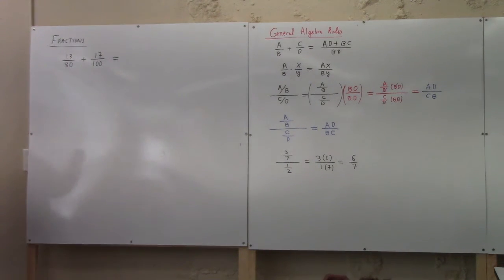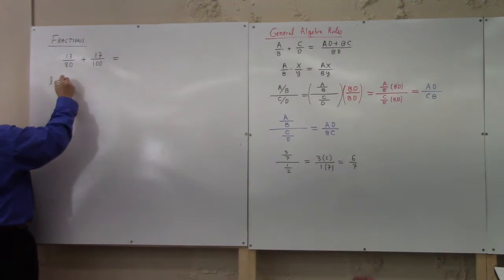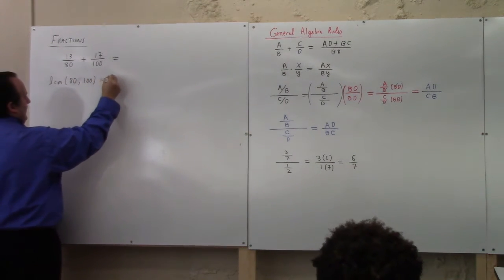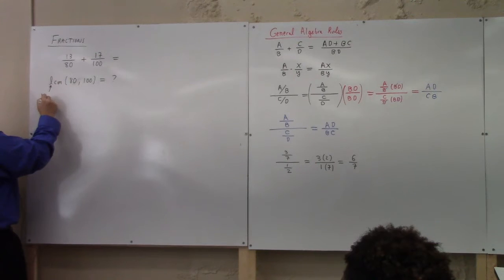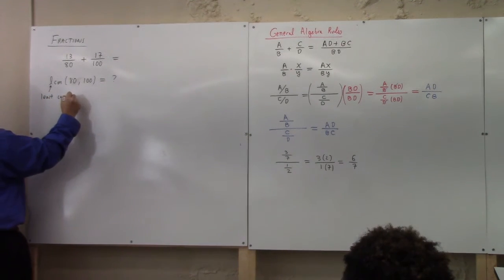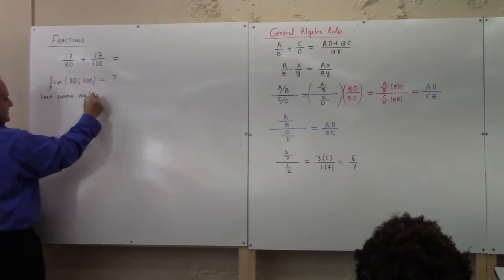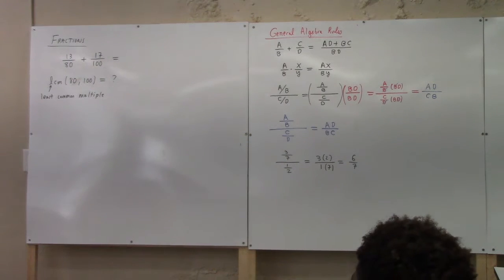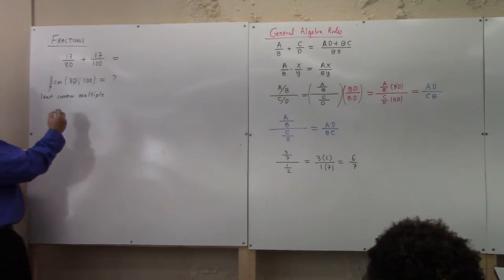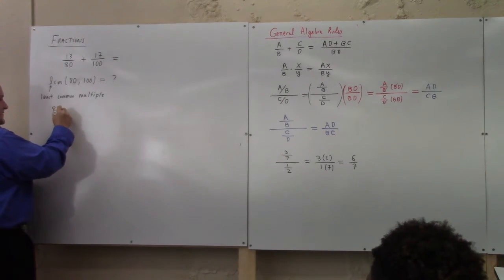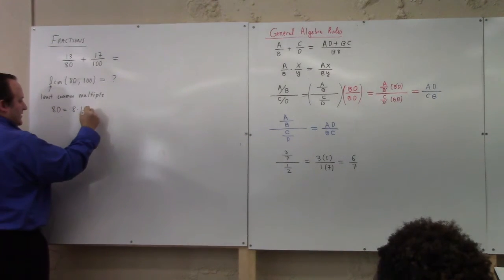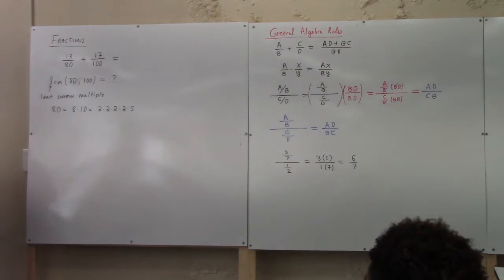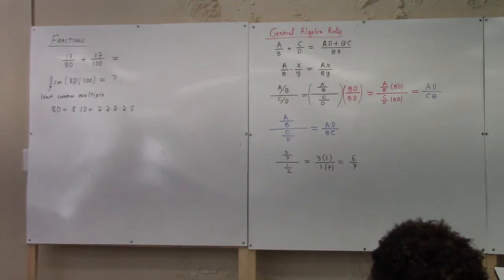What I want to do instead is ask, what's the least common multiple of 80 and 100? Least common multiple, because that's the smallest common denominator I can make here. The way I figure it out, and there are other ways, is that 80 is 8 times 10, which is really 2 times 2 times 2 times 2 times 5. Those are the prime factors of 80, right?